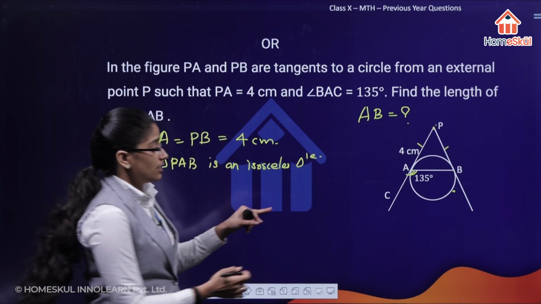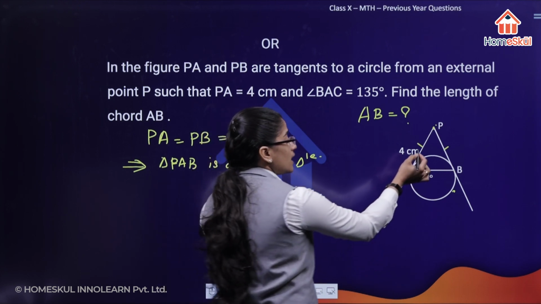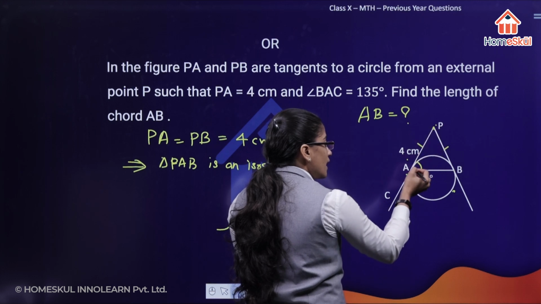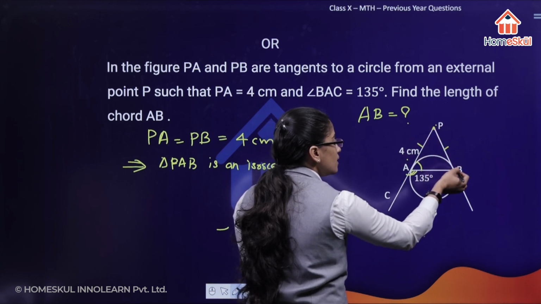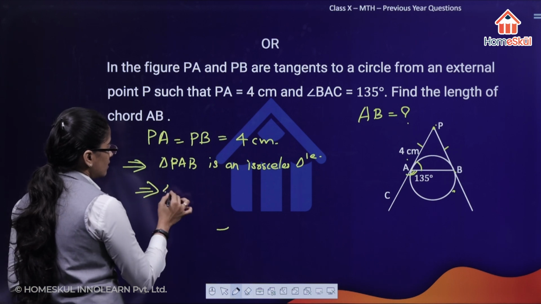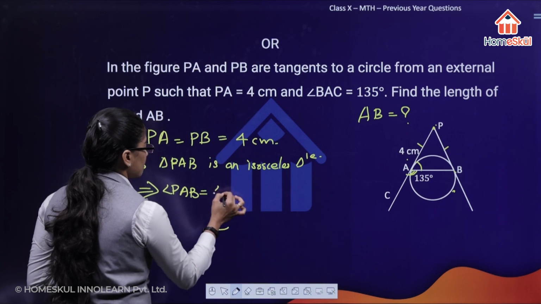That means angles opposite to equal sides will be equal, isn't it? Angles opposite to the equal sides will be equal. So, angle PAB will be equal to angle PBA, isn't it? Which means angle PAB will be equal to angle PBA.